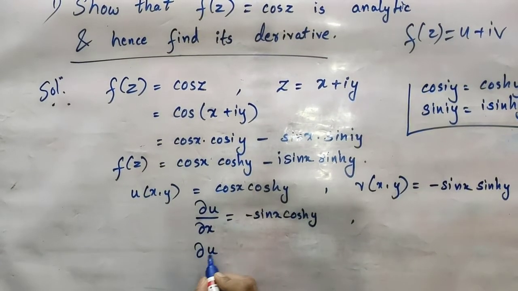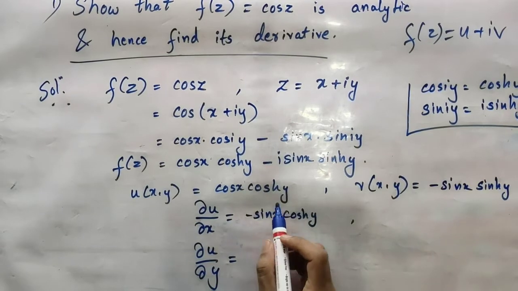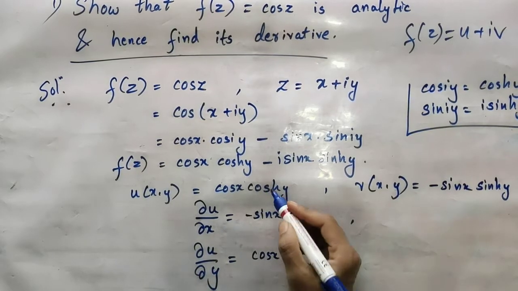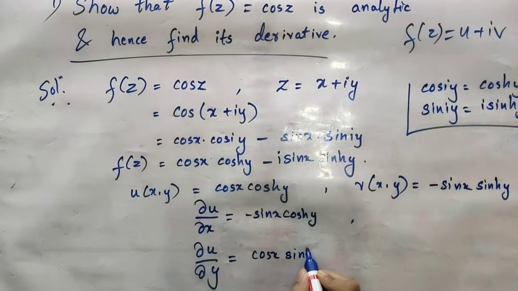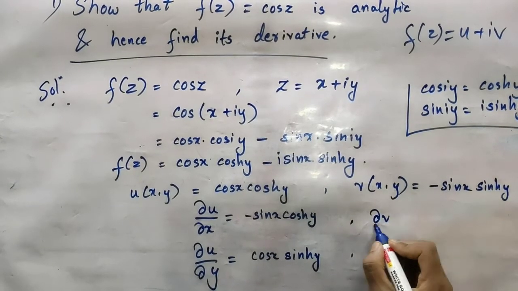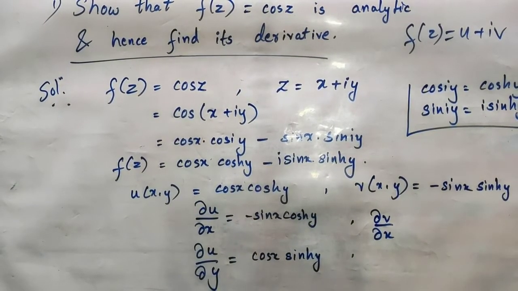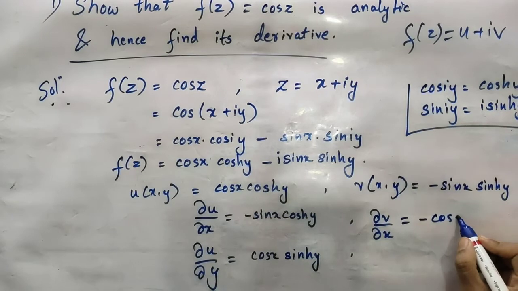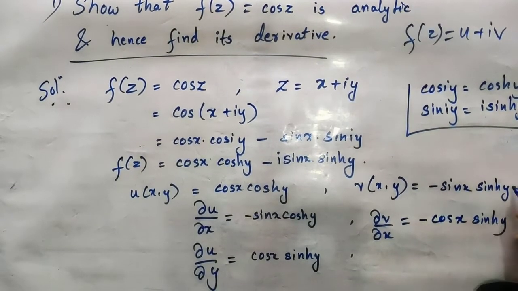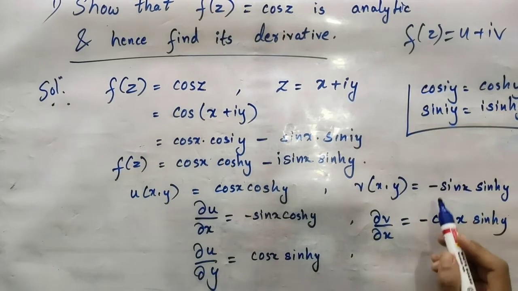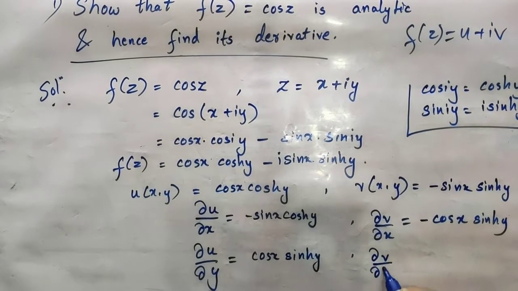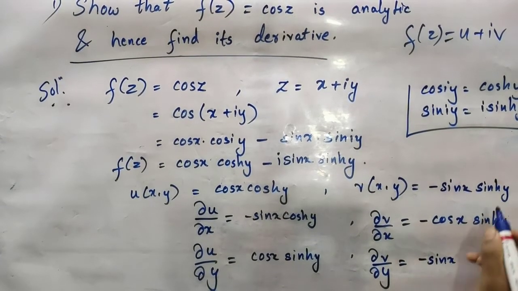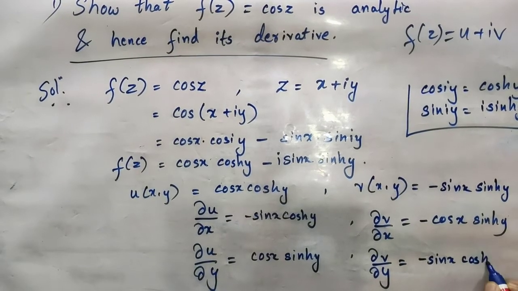Similarly, what is dou u by dou y? Cos x stays as it is, and the derivative of cos hyperbolic y with respect to y is sin hyperbolic y. Like how I worked out dou u by dou x and dou u by dou y, similarly I have to work out dou v by dou x. Dou v by dou x will be minus cos x into sin hyperbolic y: sin hyperbolic y stays as it is, and the derivative of sin x is cos x. Similarly, dou v by dou y: minus sin x stays as it is, and the derivative of sin hyperbolic y is cos hyperbolic y.